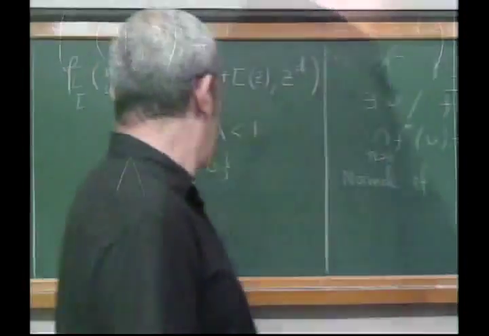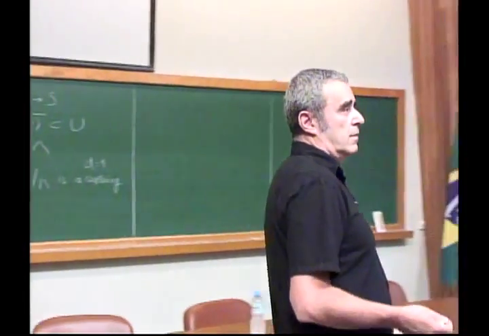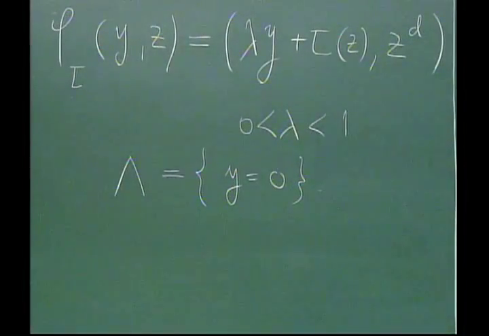But when you move tau a little bit, the attractor ceases to be normal. You have a preimage of the attractor intersecting the attractor. The closure of the preimage intersects the attractor. So this is not in our hypothesis.